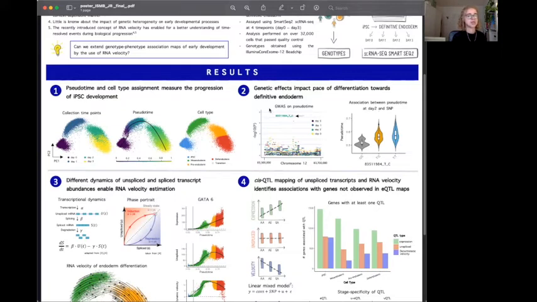And interestingly, we find some significant associations between the pseudo-time at day 2 and particular SNPs. And one of these SNPs you can see here on the right. And for example, cells in this example that carry this TT variant were assigned a higher pseudo-time at day 2 than the other cells that carry the TC or the CC variant.